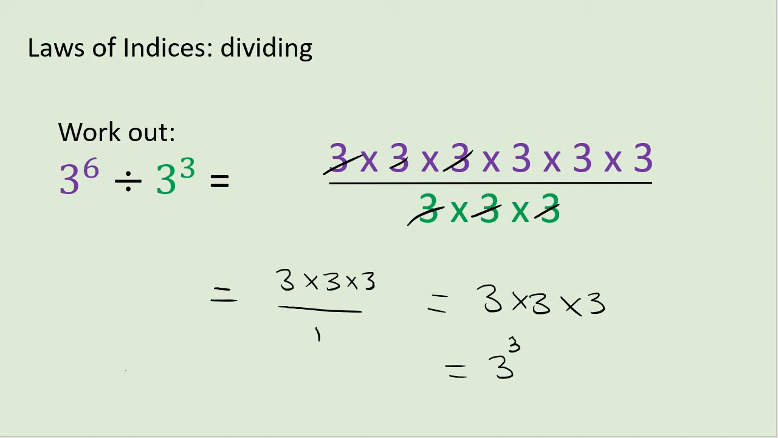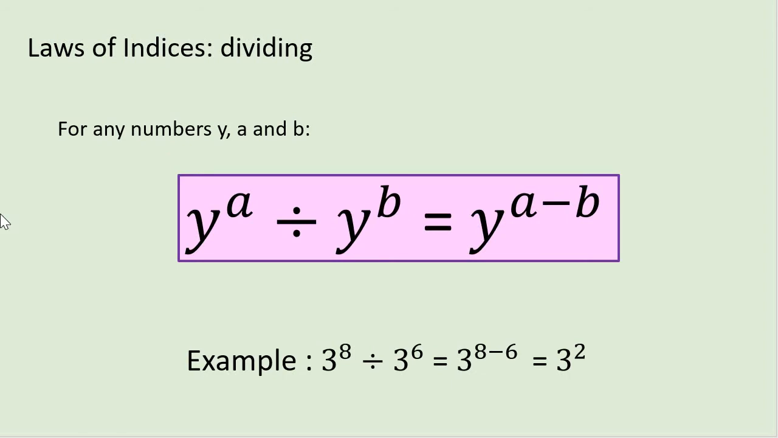But we've just done 6 take away 3, and that's given us that 3. And this is true for any numbers that have the same base. So we've got rule number 2: y to the a divided by y to the b is equal to y to the a minus b. And here's a quick example: 3 to the 8 divided by 3 to the 6. Put it into the rule, 3 to the 8 take away 6 is 3 squared.